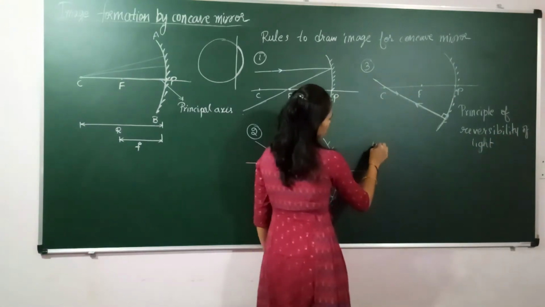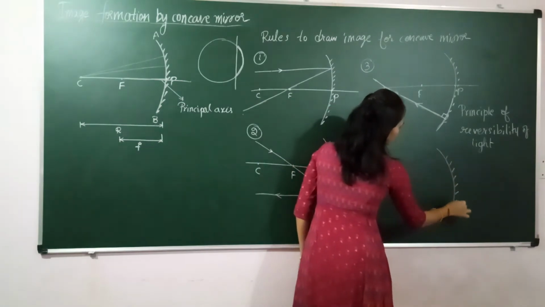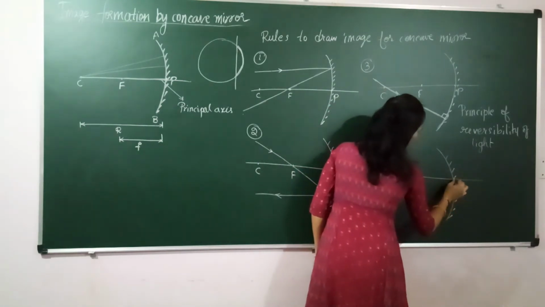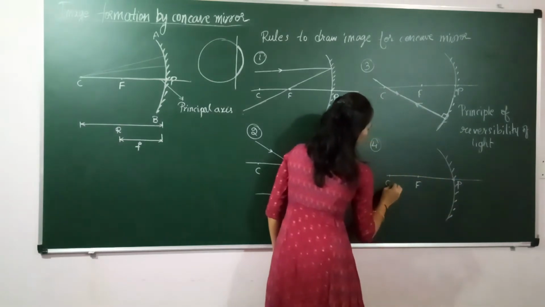And next we will go for the fourth rule. Again we will draw the concave mirror. We will draw the principal axis, pole. This is the focus point and this is the center of curvature.